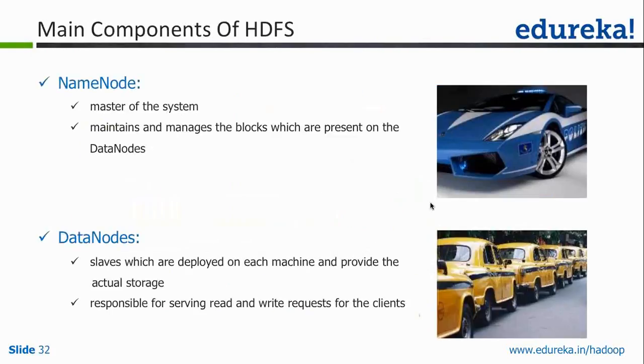Some of these things will become clear, guys. Just hold on for some more time. Let's look at the name node and a data node, and a lot of questions about failover will be answered here. So name node, as you can see here, can you identify this car, guys? Everyone can identify this? A lot of people have been able to identify it is a Lamborghini. Now a name node is like a Lamborghini. It is the master of the system. It maintains and manages the blocks which are present in the data node.